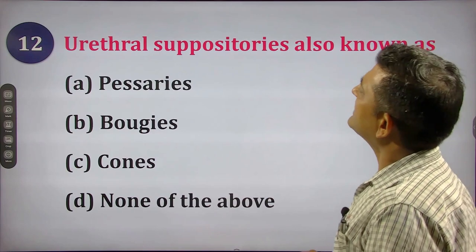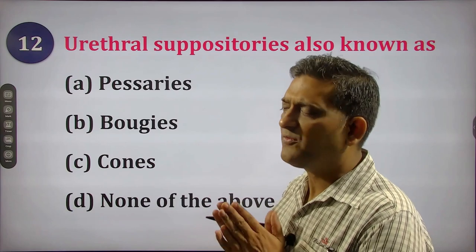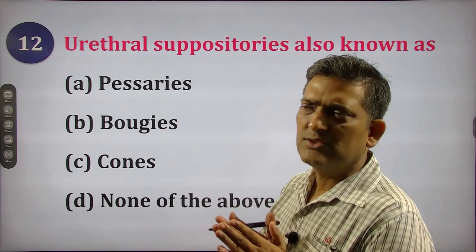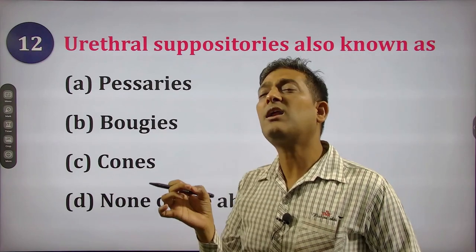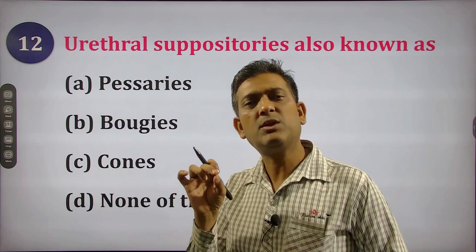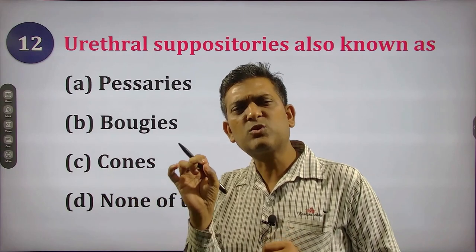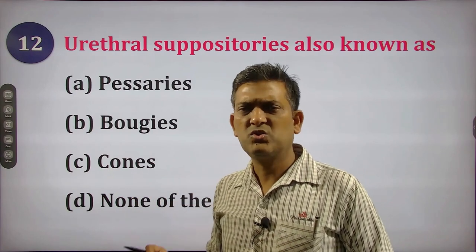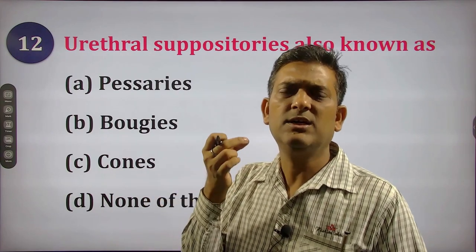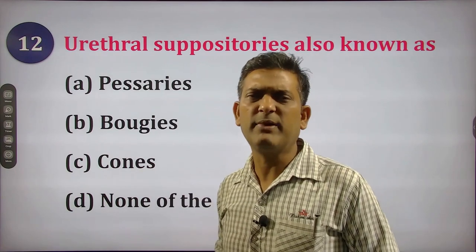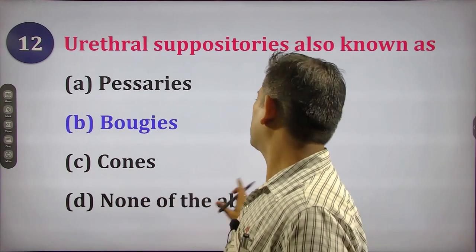Urethral suppository is given through the urethral route, because some infections occur in the urethra, so immediate medication is needed. The structure of the suppository used in the urethral route must be very small in size, and it is a very sophisticated way of preparation, so that the medicament can be easily administered through the urethral route. This is nothing but urethral bougies; that is the answer.